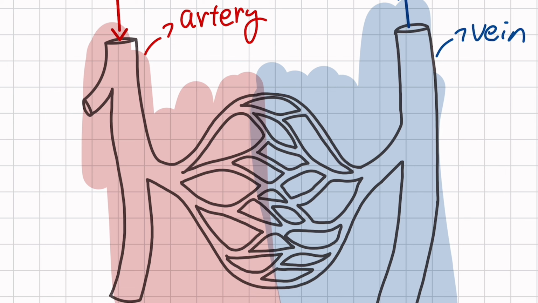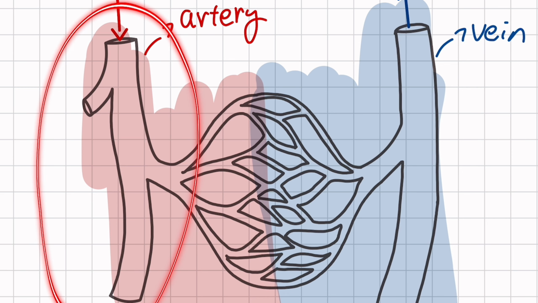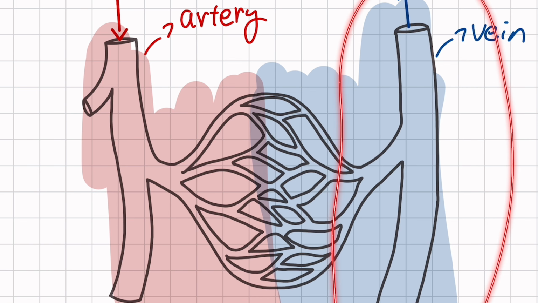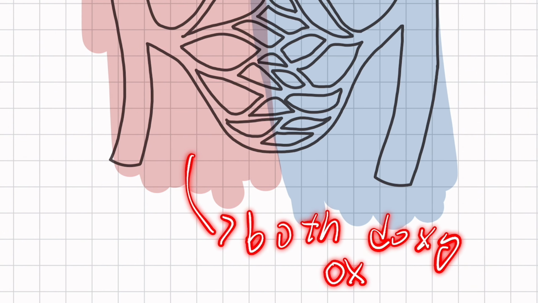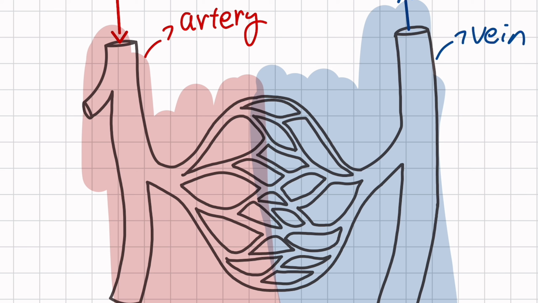And as you can see, while the artery is completely red and the vein is completely blue, the capillary has both colors, which means that it carries both deoxygenated and oxygenated blood. And this is the blood vessel that also connects the arteries and the veins. We'll talk more about the functions of capillaries in our next video, which is on gas exchange, breathing, and respiration. So make sure to stay tuned for that.